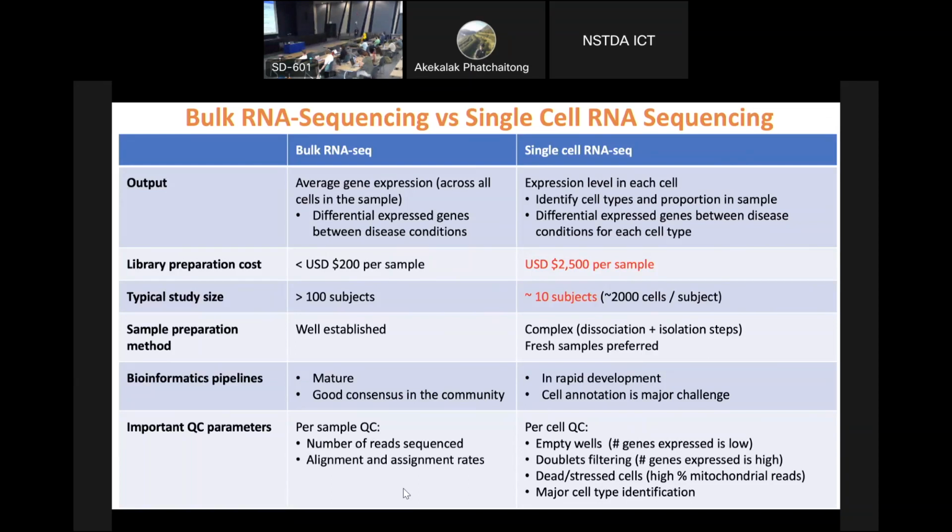which is 2,000 cells per subject. And so this is well established, this is complex, you need fresh samples, the bioinformatics pipelines are mature, there's good consensus. This is in rapid development, there are still a lot of challenges out there. And important QC parameters, well, we've gone through this one: you can have issues of empty wells, low gene expression, doublets filtering, high gene expression, dead stressed cells, high mitochondrial reads, major cell type identification, some of which I'm not familiar with myself.